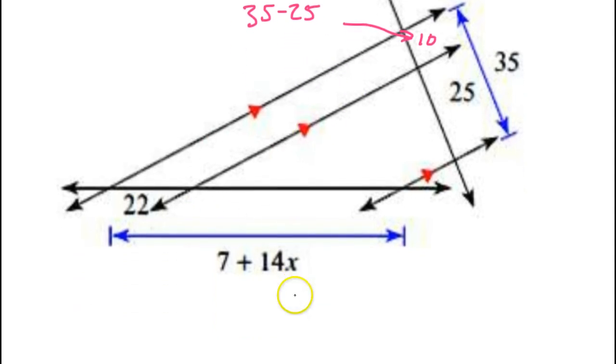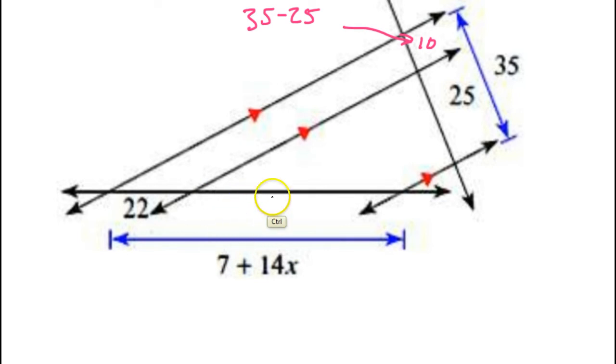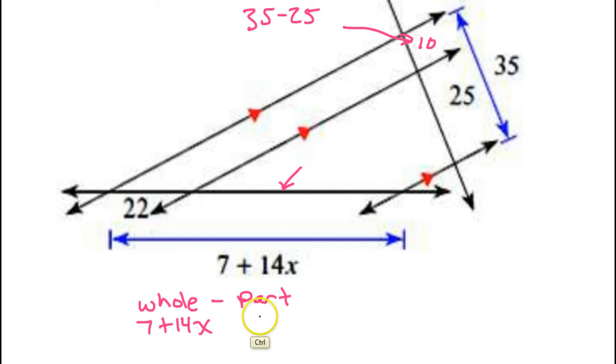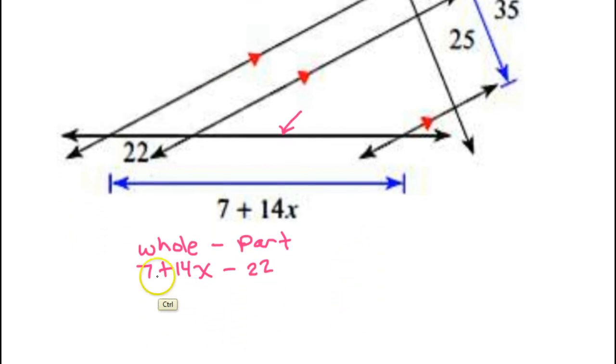So I'm going to do the exact same thing over here. If I want to find this missing piece right here, I need to do the whole minus the part that I already have. But in this case, the whole is 7 plus 14x. And the part that I already have is 22. So I need to do 7 plus 14x minus 22. Because of the x, all I can do is combine like terms. Okay? Negative 22 and a positive 7.